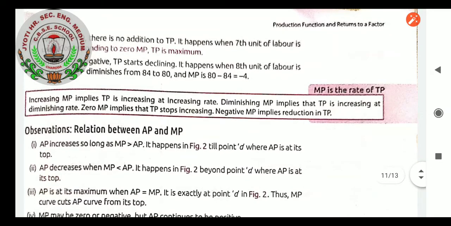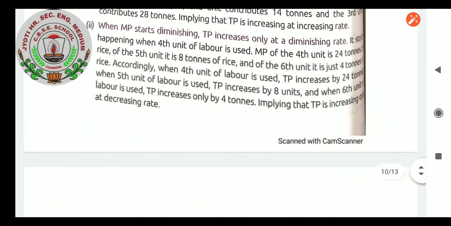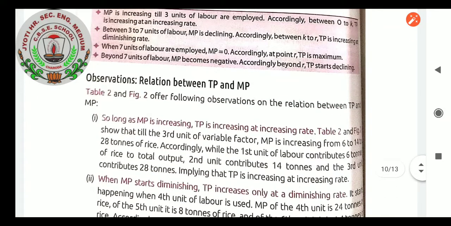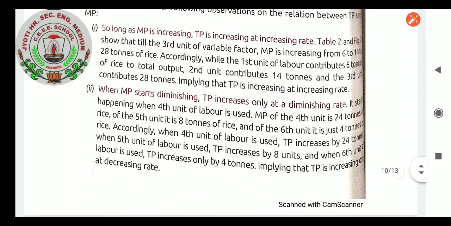So that only has been explained here, students. Observations have been said there. When MP starts diminishing, here it is told 14 tons and the third unit contributes 28 tons, implying that TP is increasing at an increasing rate. When MP starts diminishing, TP increases only at a diminishing rate. Increases means from 80, 78 to 72, that is declining, but in that decline also there is increase. It is going on increasing at a diminishing rate. So that's why it is said diminishing. TP increases only at a diminishing rate.